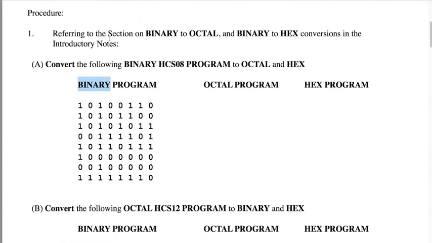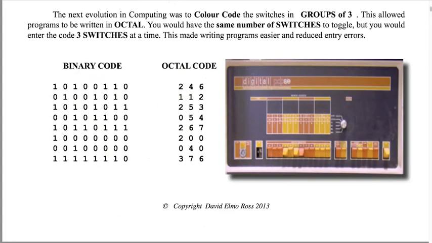So if we go back here, what we want to do is convert this binary program into octal. And you're saying, why octal? Well, in the 70s they started grouping switches in groups of 3, and 2 to the 3 is 8, so that's why it's octal.